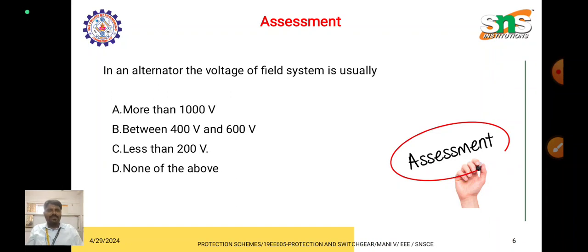And there is an assessment. Can you answer this question? In an alternator, the voltage of the field is usually more than 1000 volt, between 400 to 600 volt, less than 200 volt, or none of the above. Put your answer in the comment section.